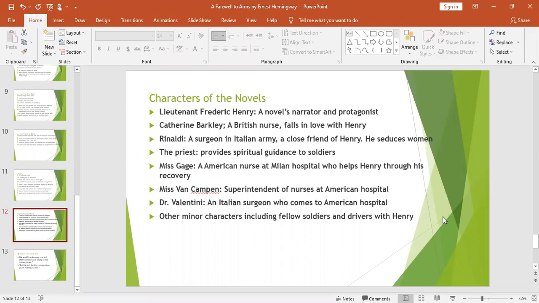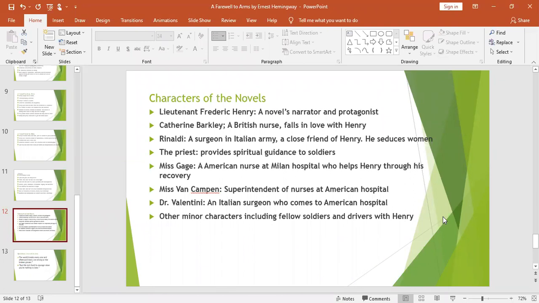Miss Van Campen, superintendent of nurses at the American Hospital. Basically, she is a very strict superintendent, she has no soft corner for other people, she is very hard-hearted and very strict towards nurses. Dr. Valentini, an Italian surgeon who comes to the American hospital. Again, Dr. Valentini is also an informal sort of character. He also loves women, but at the same time, he is a very devoted and committed doctor.